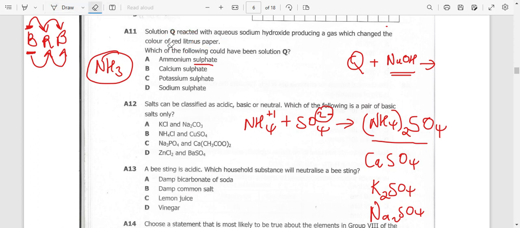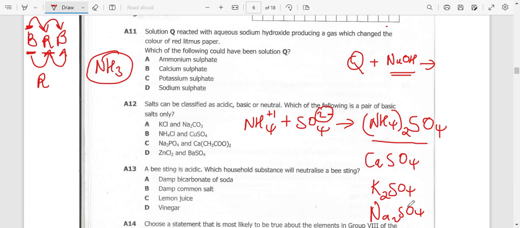Now, what is this one saying? A gas which changed the color of a red litmus paper. So a gas which changed the color of the red litmus paper, meaning that that gas should be what? If you change the color of a red litmus paper, what do you think that gas should be? Should it be a base or an acid? Yes. It should be a base. Okay, good.